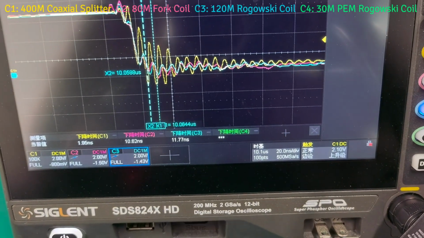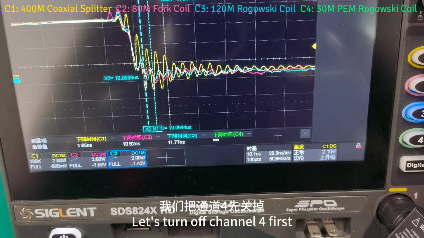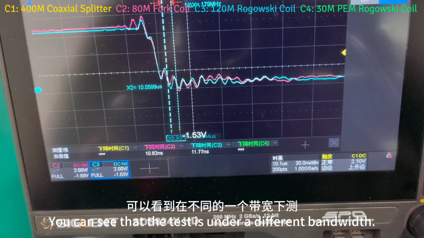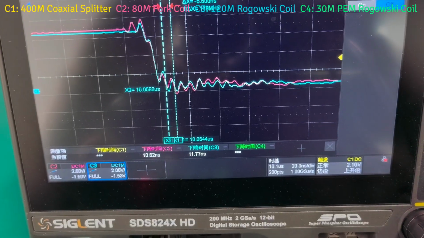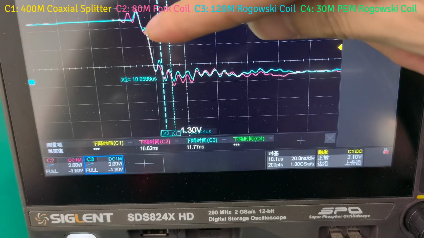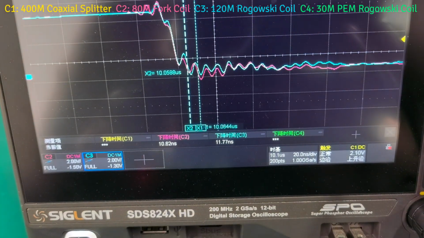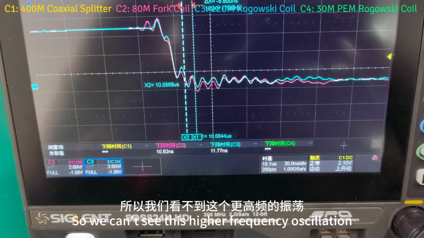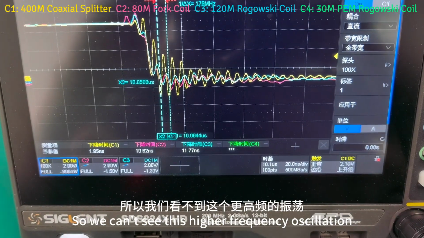Let's turn off channel 4 first. You can see that the test under a different bandwidth, the level of detail that comes out is actually different. This means that the channel is still limited due to insufficient bandwidth, so we can't see this higher frequency oscillation.